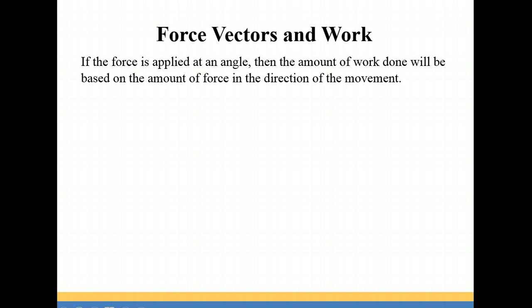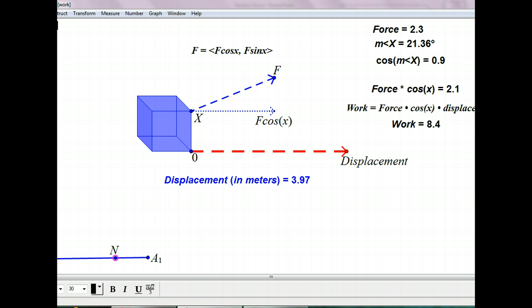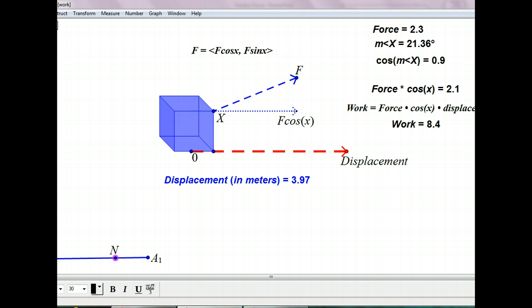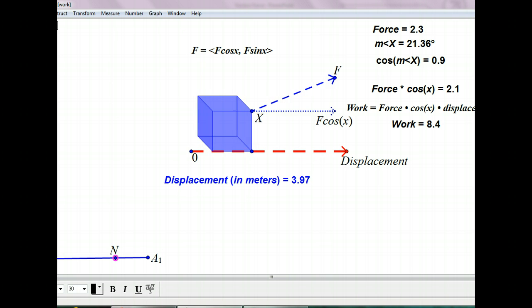If the force is applied at an angle, then the amount of work done will be based on the amount of force in the direction of the movement. Okay, so we have this box, and we're going to move it horizontally along this line here, so that would be our displacement. We're going to move it by pulling, let's say, on a string or a rope that's attached here and in this direction, so at this angle to the horizontal. And so the box is going to move this way as we pull on the string at an angle.